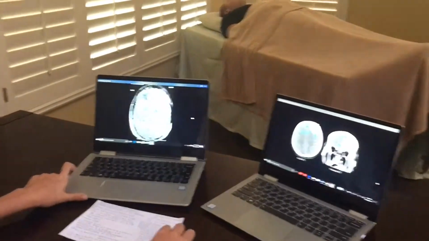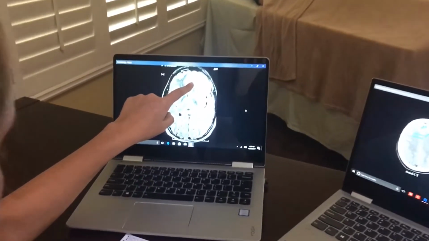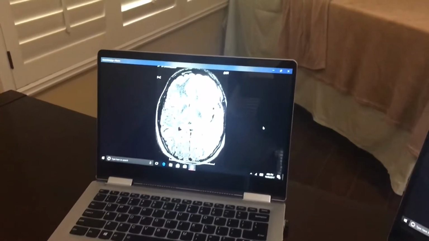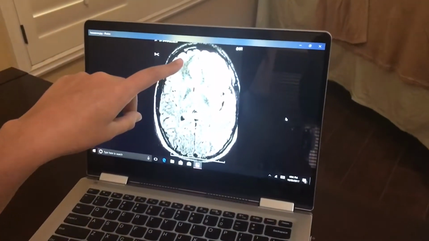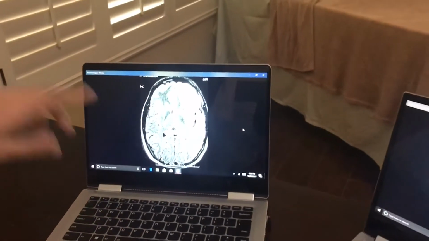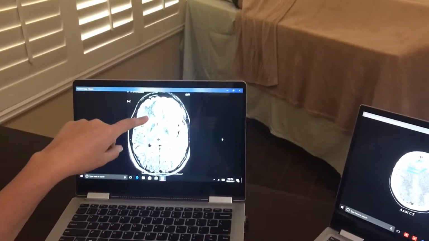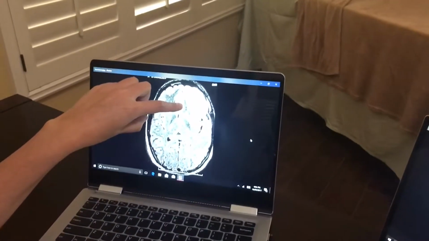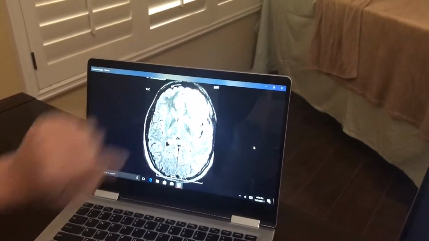As you can see, there is a whitish area right here, which is pretty abnormal compared to the rest of the image. This white area is known as a bleed or a hematoma. It's a buildup of blood. The bleed is located between the dura mater right here, which is the outer membrane of the central nervous system, and the skull right here.